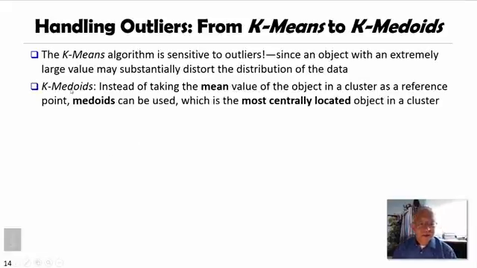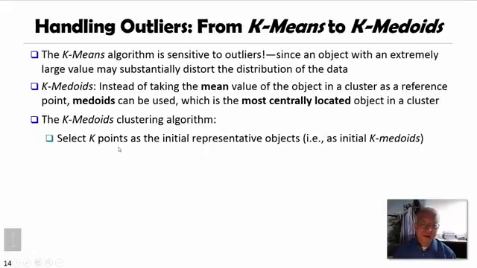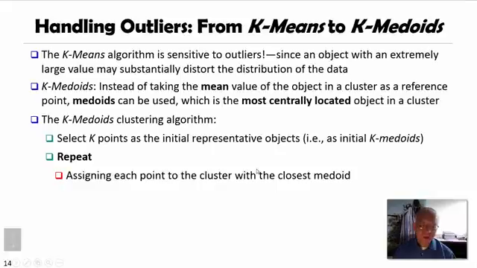So let's look at K-Medoids. What is K-Medoids? That means instead of taking the mean value of objects in the cluster as our centroid, we can use the most centrally located object in the cluster, which we call a Medoid. The K-Medoids clustering algorithm goes in a similar way: we first select K points as initial representative objects, that means initial K-Medoids. The difference from K-means is that K-means can select K virtual centroids, but this one should be K representative real objects. Then we put this into a repeat loop.